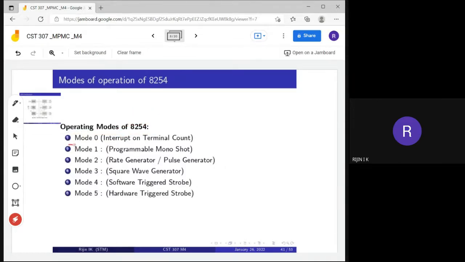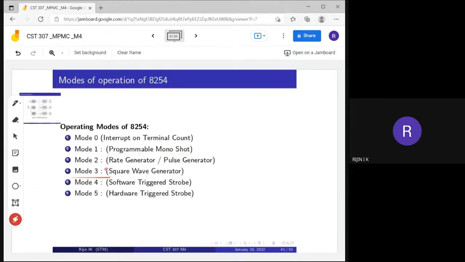First one, mode 0. Mode 0 we will call interrupt on terminal count. The next one is mode 1, that we will call programmable monoshot. And mode 2 we will call rate generator or pulse generator.